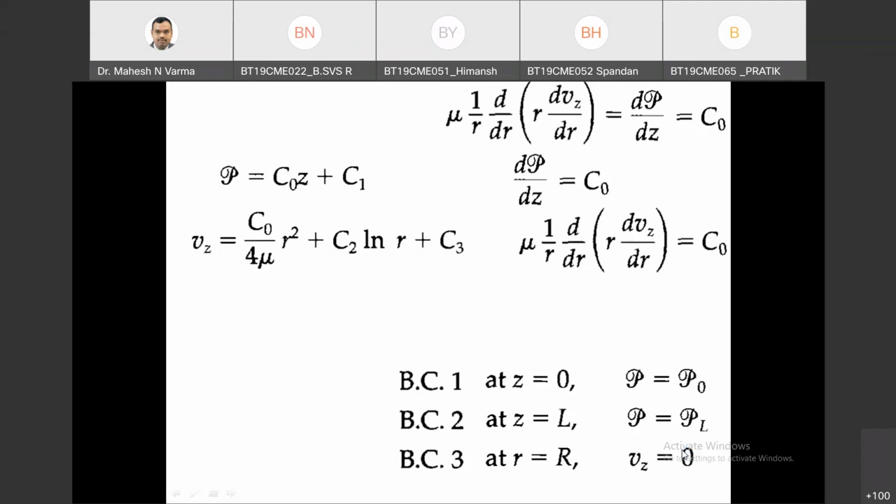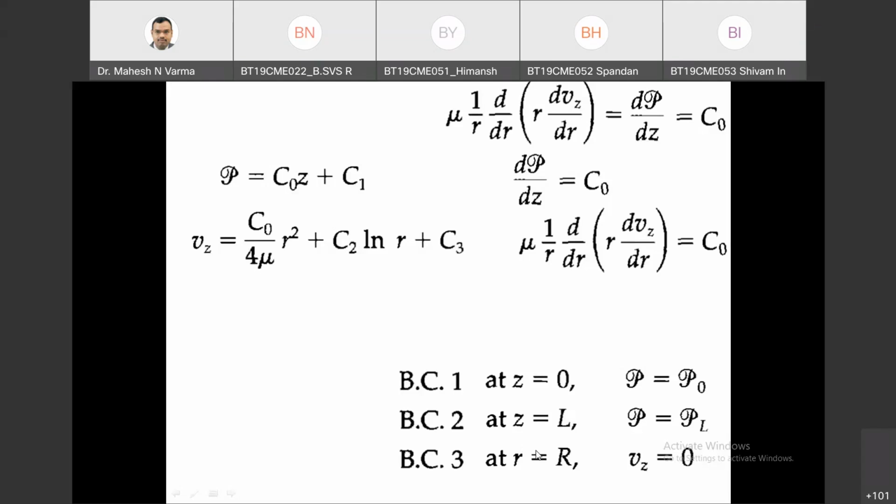Roll number 53. Sir, how to get this C2 and C3? How many boundary conditions are needed? The velocity profile equation has three constants: C naught, C2, and C3. C naught is already estimated. For C2 and C3, how many boundary conditions are needed? Two boundary conditions, sir. One boundary condition for velocity is given at r equals capital R, Vz equals 0. This is the no slip boundary condition. What will be another boundary condition?